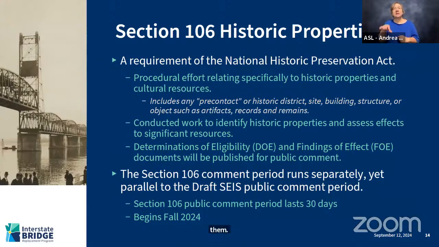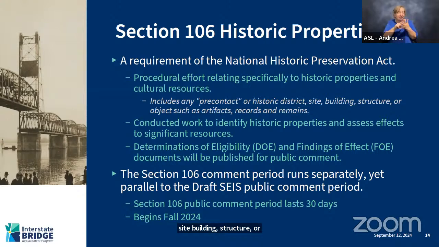So Section 106, a little reminder based on our last conversation, is a process that all federal agencies must follow to consider effects on historic properties from projects like IBR. This is a separate process from NEPA that IBR must comply with, and similar to NEPA, Federal Highway and FTA are also co-leading this process. It is a procedural effort that relates specifically to historic properties and cultural resources, which includes any pre-contact or historic district, site, building, structure, or object, such as artifacts, records, and remains.